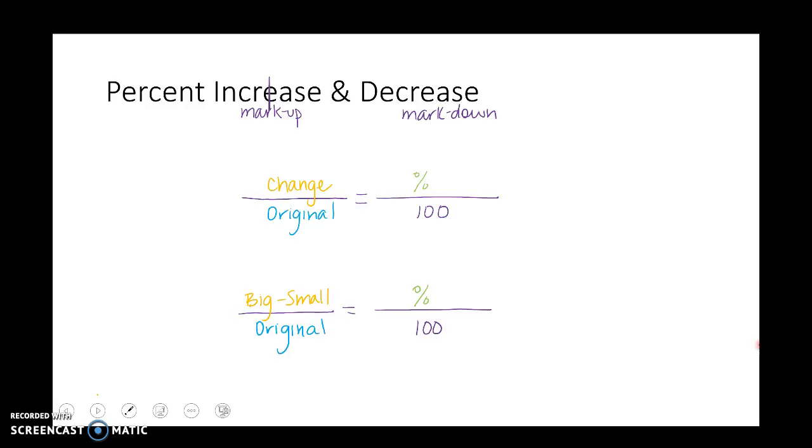And just to make sure that we always focus on it and we always get it right, we put an asterisk or a little star by original in the problem. That way we put it where it belongs. So change over original equals percent over 100. Same as big minus small equals percent over 100.